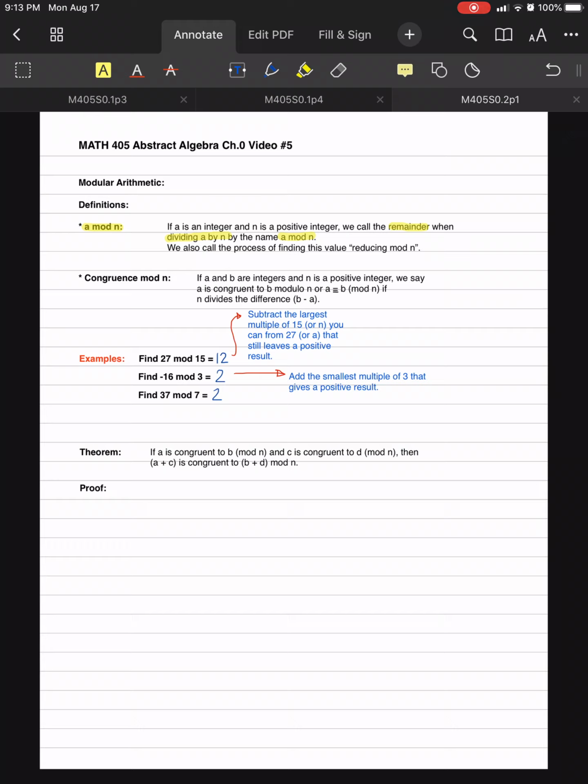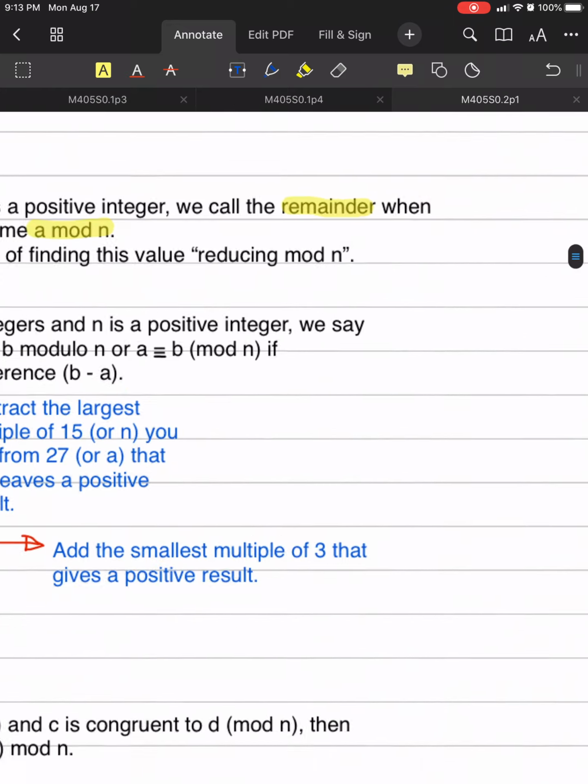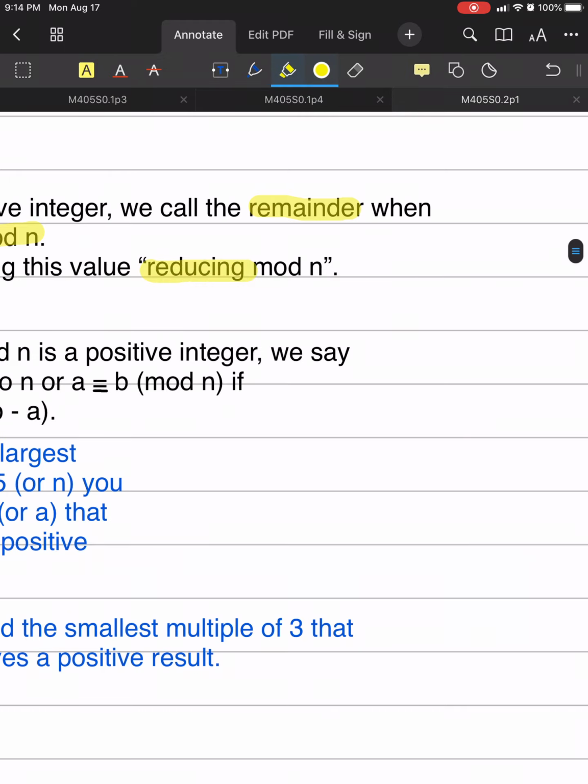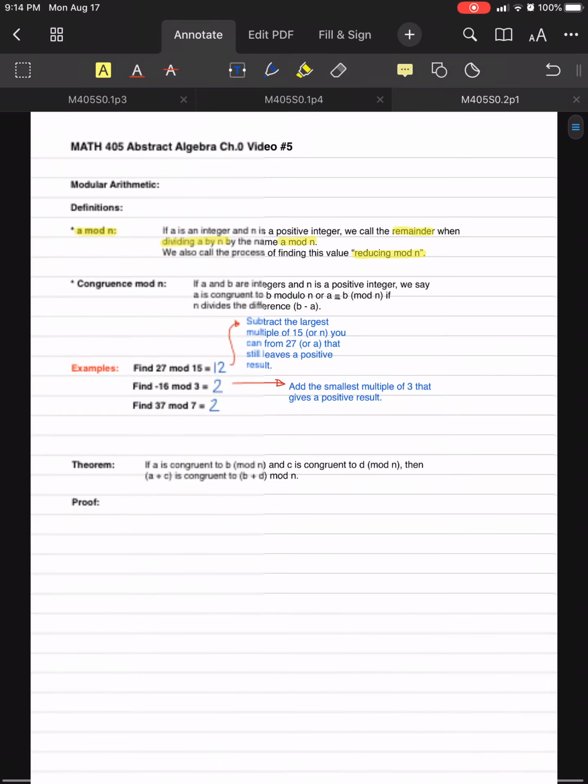Since this is the book's questions, they'll probably refer to it in terms of a mod n, but generally I would use this terminology here, reducing mod n, rather than just calling it a mod n, because when I refer to a value, a variable mod n, I'm usually talking in terms of our next definition, which is congruence. Okay, so hopefully that helped. If anybody has any questions on that, you can feel free to contact me anytime.